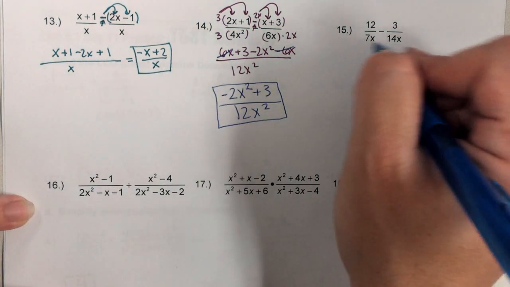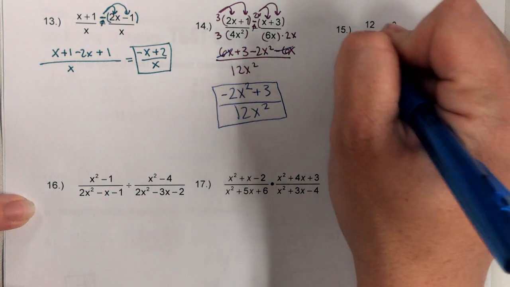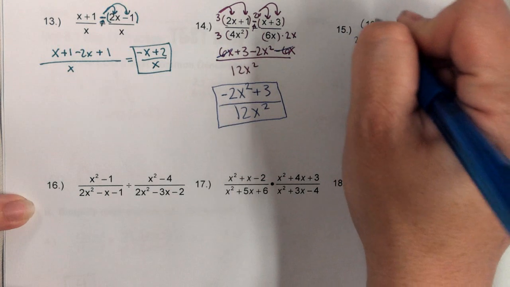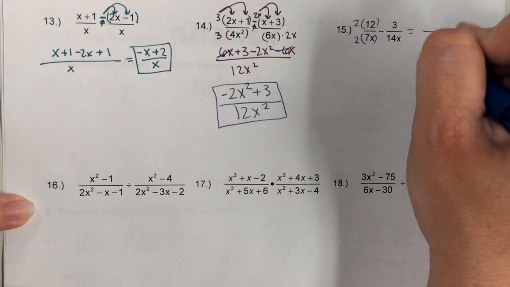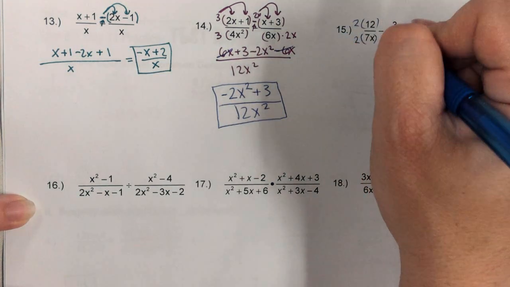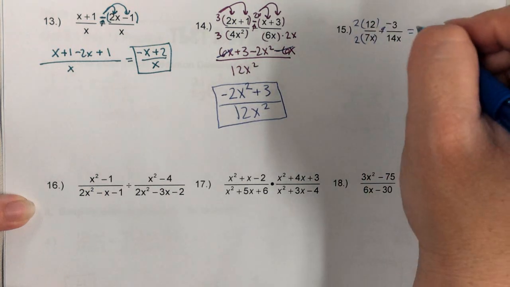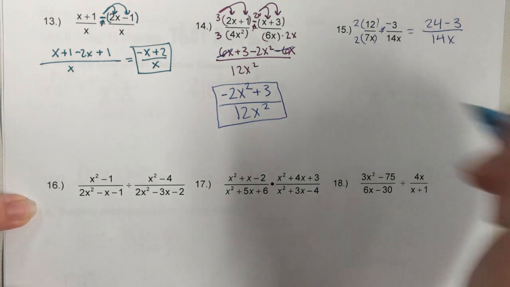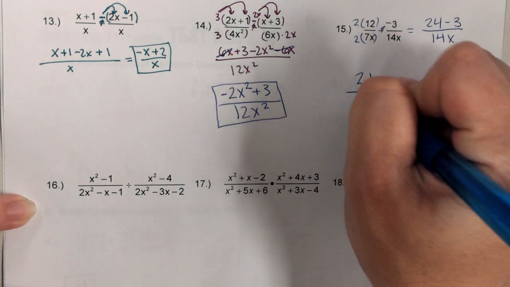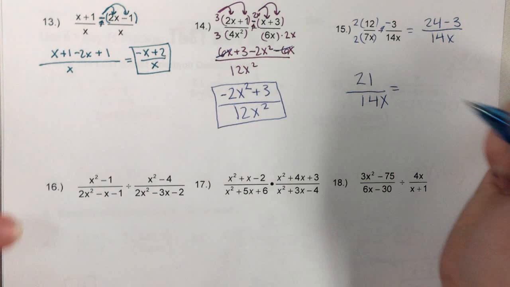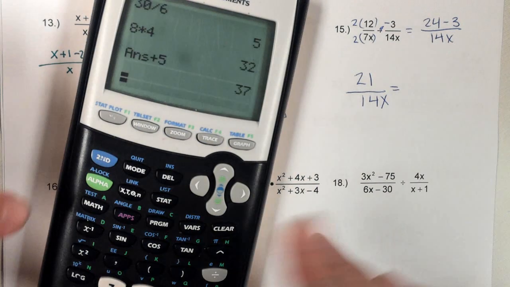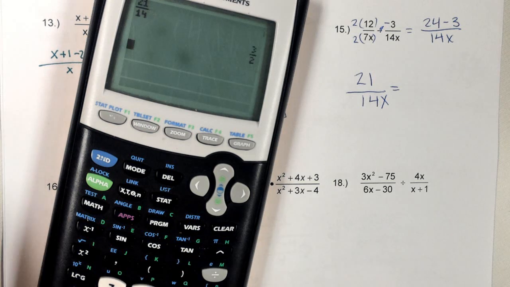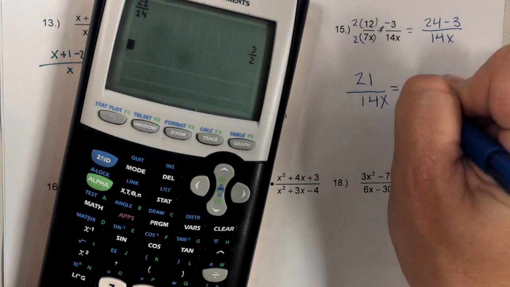Now, these already both have an x. This is 14. 7 can turn into 14 by multiplying by 2, and now both of them will have a 14x denominator. So that gives me, bring up my negative, 24 minus 3 over 14x. That gives me 21 over 14x, which simplifies. Alpha y equals enter, 21 over 14 to 3 over 2x.